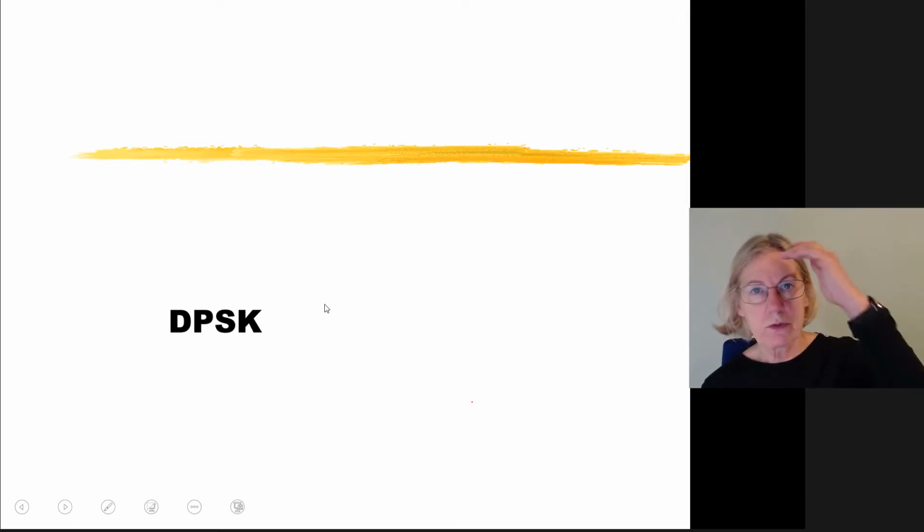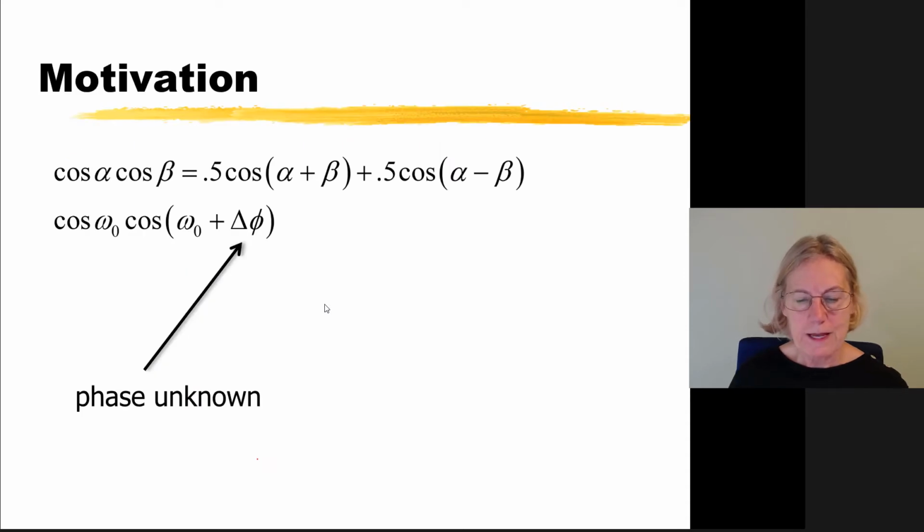In particular, we'd like to look at phase shift keying and how with phase shift keying we can use non-coherent detection. You'll see this D appearing, and that is because of differential, and that is going to be the trick we use in order to efficiently do non-coherent reception. So I'll be explaining that now.